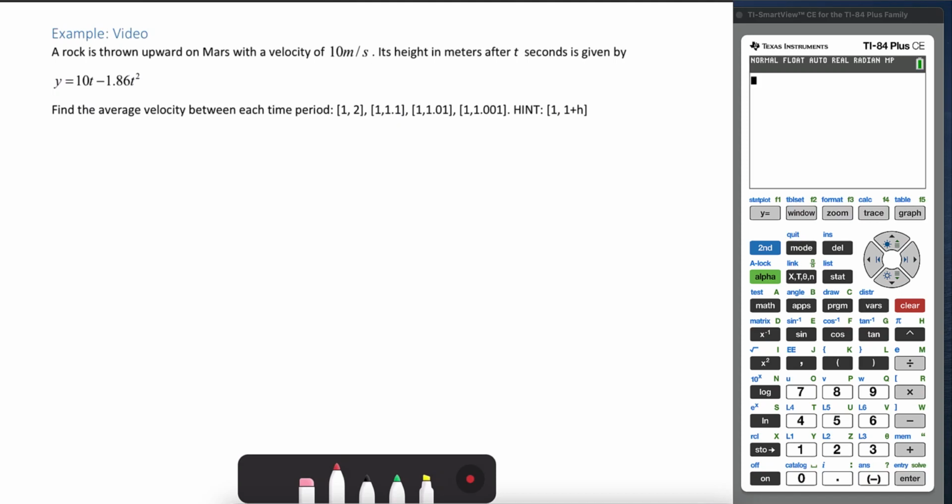In this example, a rock is thrown upward on Mars with a velocity of 10 meters per second. Its height in meters after t seconds is given by the equation. Find the average velocity between each time period.